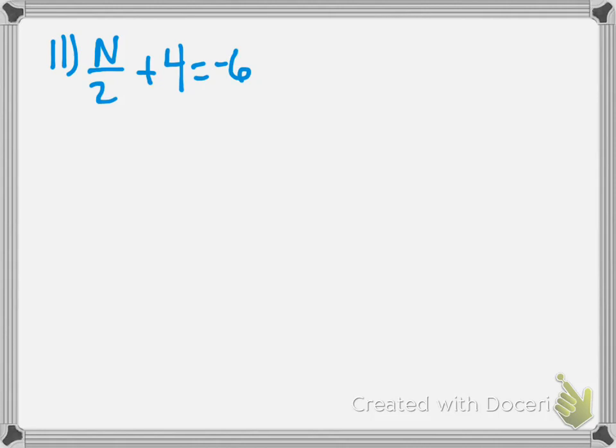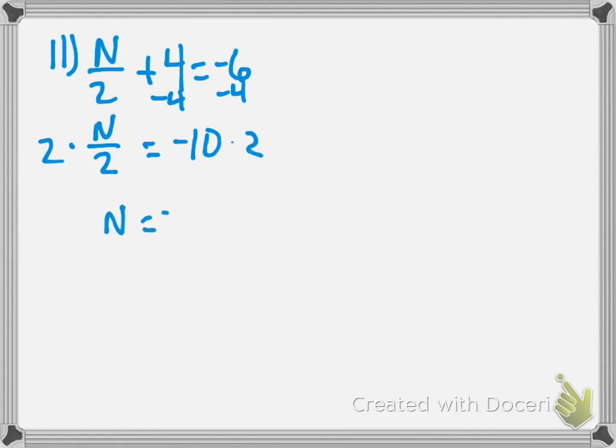So what do we want to do here? We've got n divided by 2 plus 4 equals negative 6. So we need to subtract 4 first. Negative 6 minus 4 is going to be negative 10. And then what's the opposite of dividing? Multiplying. So we're going to multiply and get n is equal to negative 20.